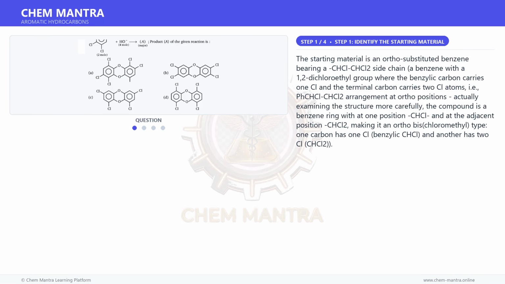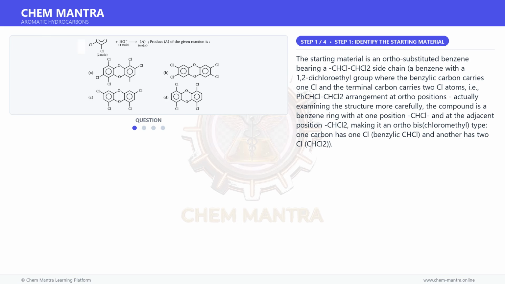The starting material is an ortho-substituted benzene bearing a CHCl side chain, a benzene with a 1,2-dichloroethyl group where the benzylic carbon carries 1 Cl and the terminal carbon carries 2 Cl atoms, i.e. a PhCHCl-CHCl2 arrangement at ortho positions.